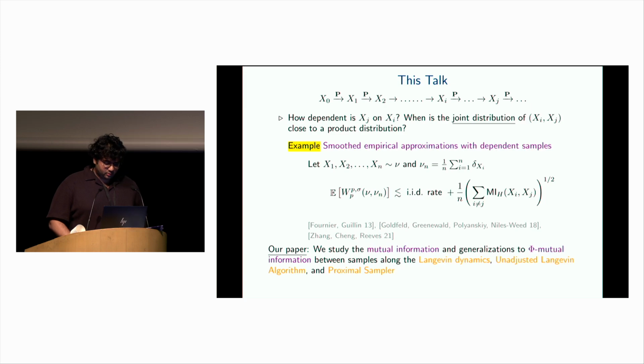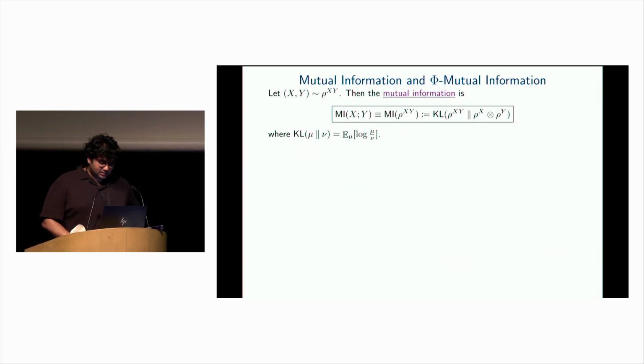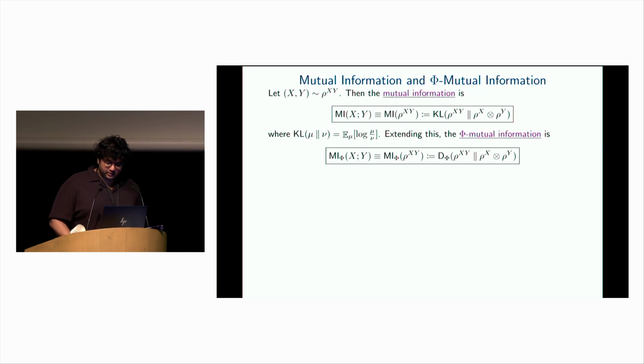And in our paper, we study the mutual information and generalizations to phi mutual information between samples along the Langevin dynamics, the unadjusted Langevin algorithm, and the proximal sampler. In this talk, I'll just be focusing on the ULA. So given some joint distribution rho xy, the mutual information is a functional of this joint distribution, and it's just the KL divergence between the joint and the product of the marginals. And the phi mutual information is what we get when we replace the KL divergence by a general phi divergence.